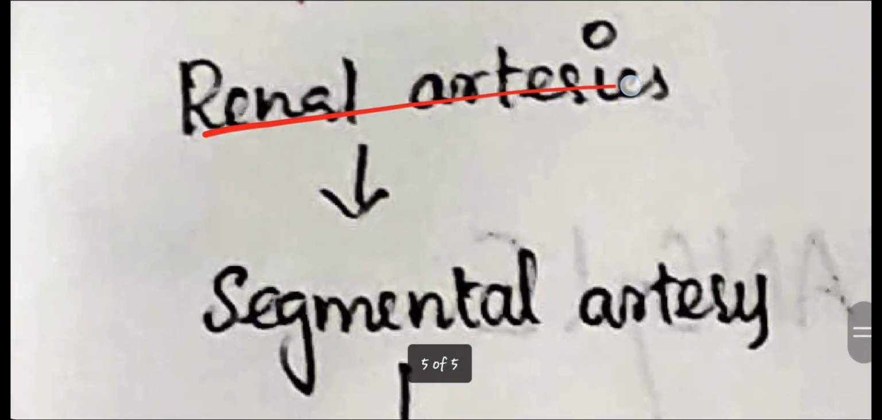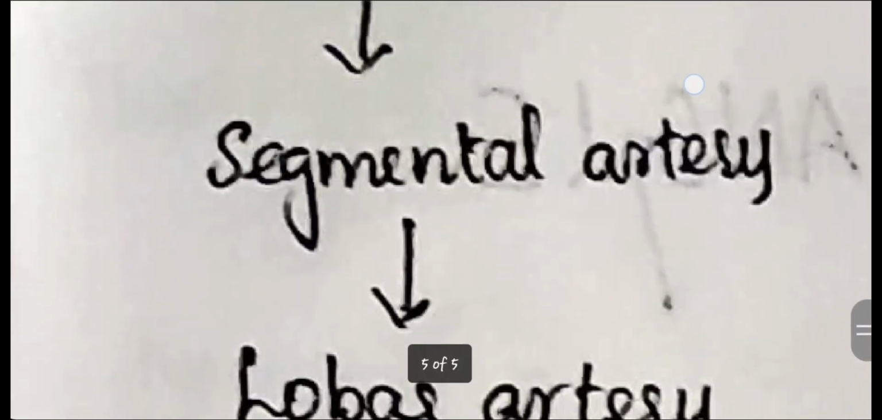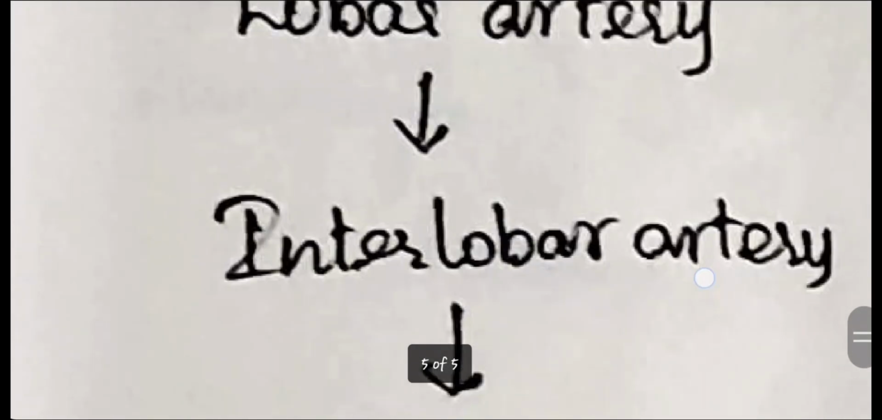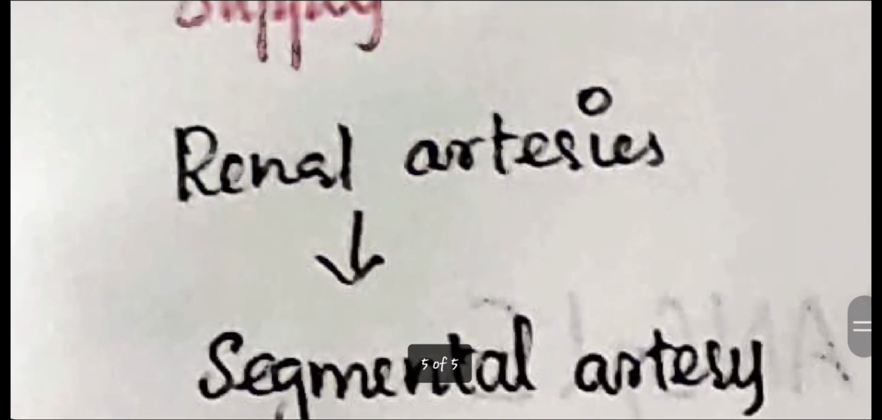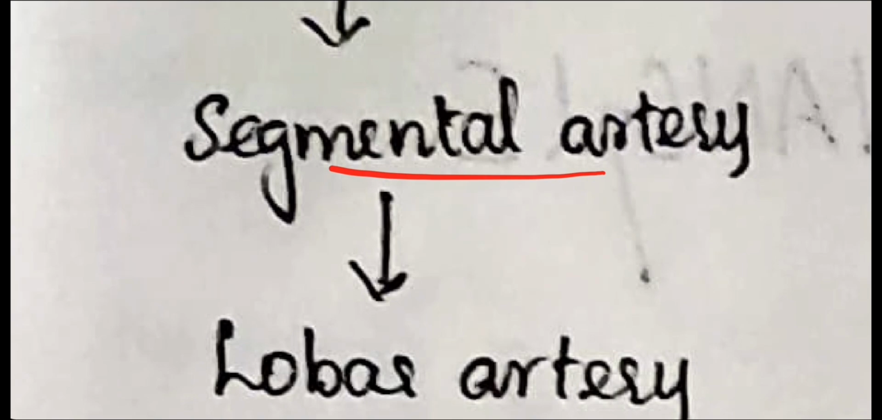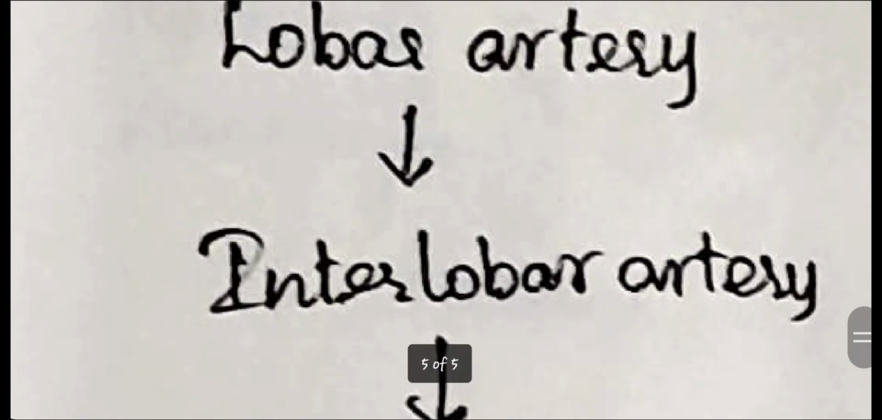So coming to the arterial supply, renal arteries. The renal artery enters the hilum of the kidney. After entering the kidney, this renal artery changes into the segmental artery and supplies some parts of the kidney. And this segmental artery changes into the lobar artery, interlobar artery.